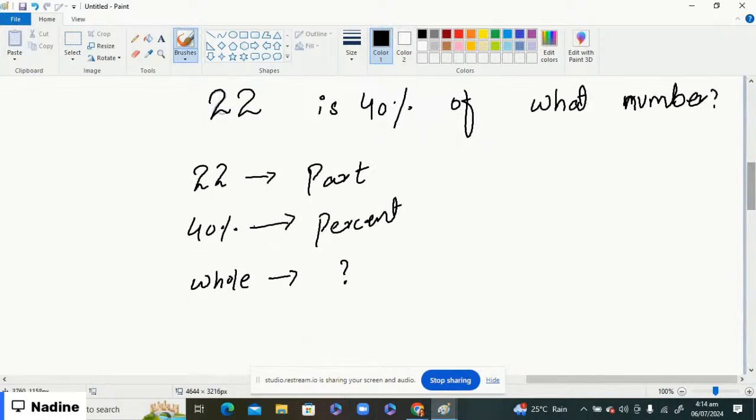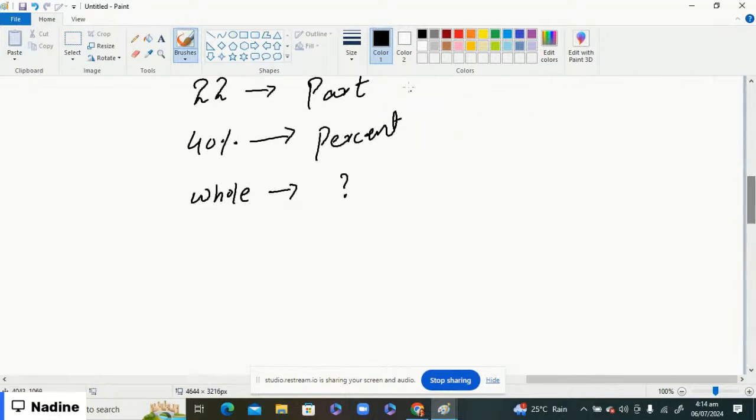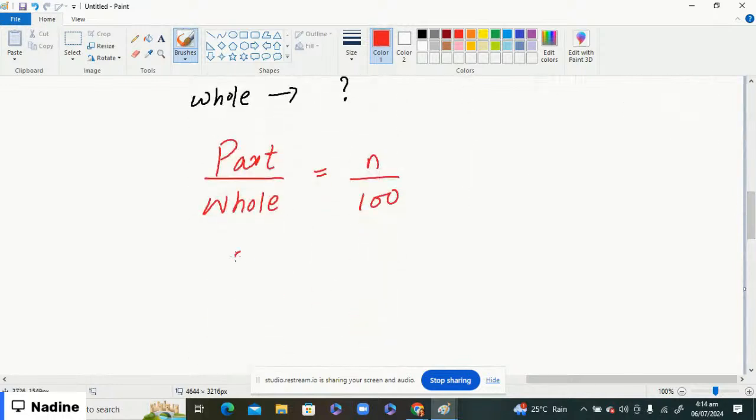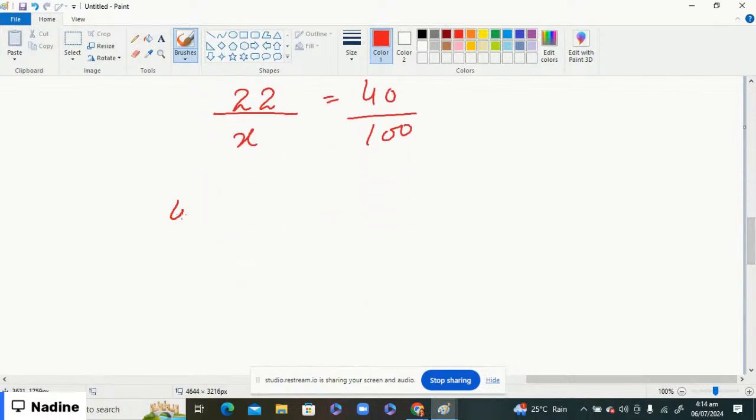What's the formula here? As we know, the formula is part over whole equals n over 100. What is the part here? Part is 22. What is the whole, which is missing? So we represent it with x or n, anything. Number x is easy. What is n? That is 40. And 100 stays as it is. Cross multiply. This becomes 40x, and here it becomes 22 times 100.